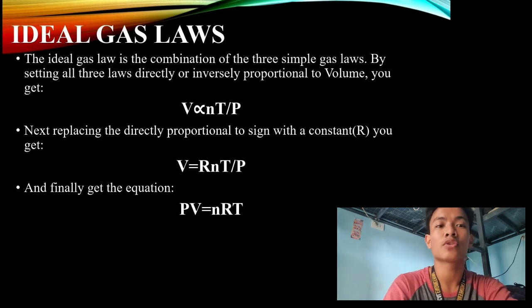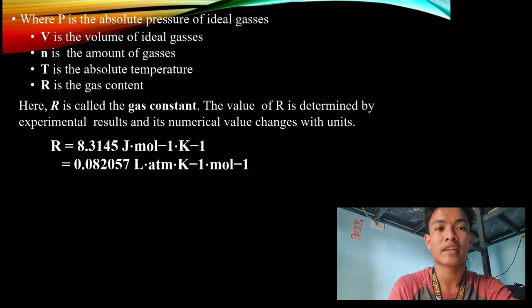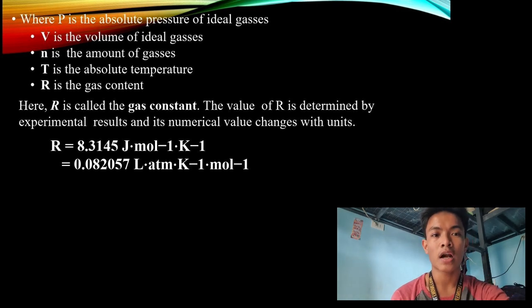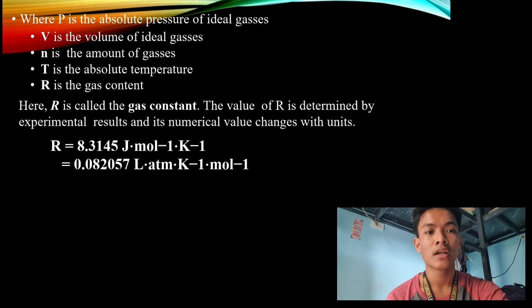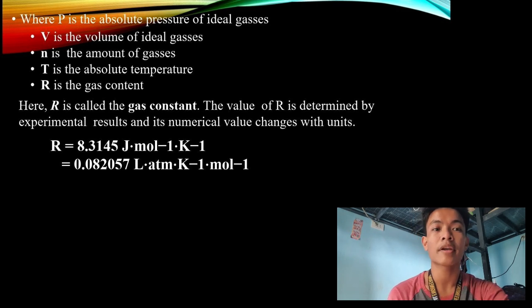And finally you get the equation PV equals nRT, where P is the absolute pressure of ideal gases, V is the volume of ideal gases, n is the amount of gases, T is the absolute temperature, R is the gas constant. Here R is called the gas constant. The value of R is determined by experimental results, and its numerical value changes with units.